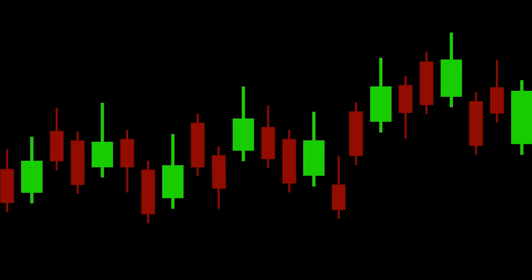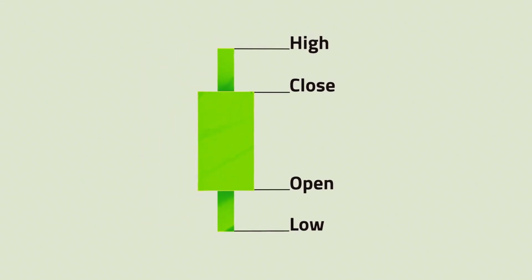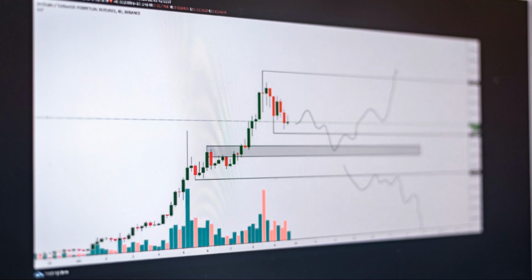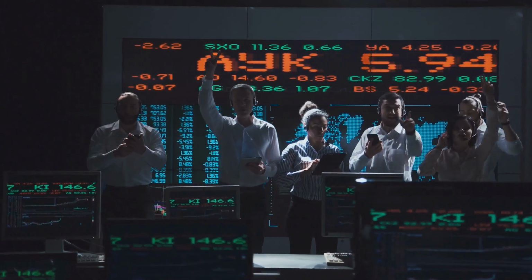A green candle means the price closed higher than it opened. The bottom of the green body is the open price. The top of the green body is the close price. This shows that buying pressure was stronger. It is a sign of positive market sentiment.